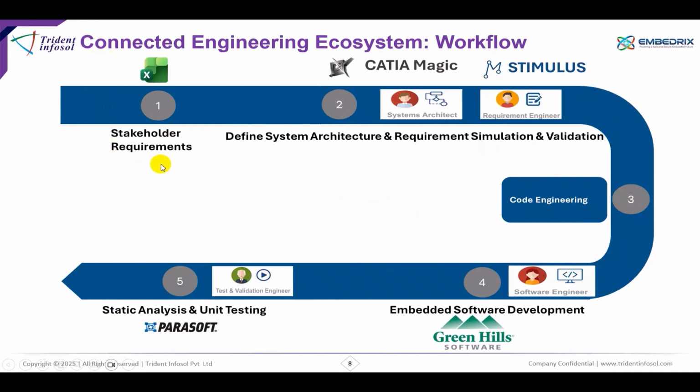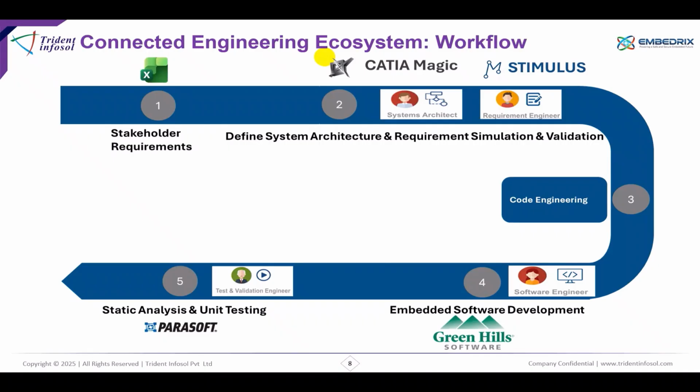This is the connected engineering ecosystem workflow, a step-by-step journey that mirrors how real engineering projects evolve. We begin with step one, where stakeholder requirements arrive from multiple sources: engineering documents, safety standards, customer specifications, and regulatory guidelines. They often come in different formats, and this step is all about capturing and understanding them clearly.